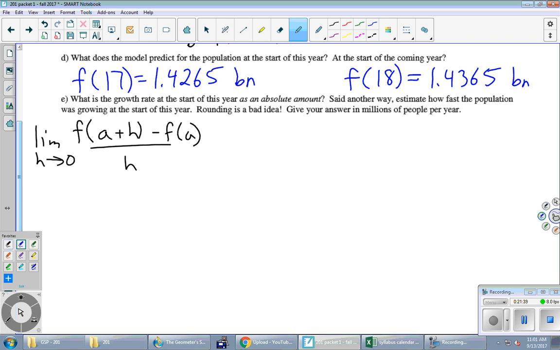I'm not going to write the limit for right now. I'm just going to start over. What is the particular a value that we care about? Yeah, 17. It's the start of 2017, so that is just plain 17, and then plus a number, yeah? And then minus f of what number? 17 is right there. And then we get to divide by h, right?